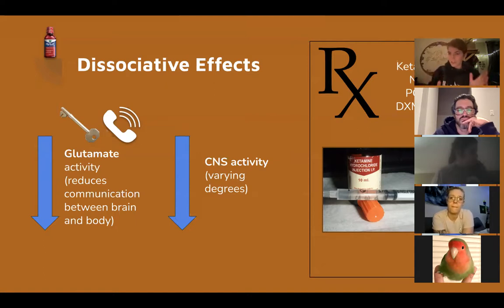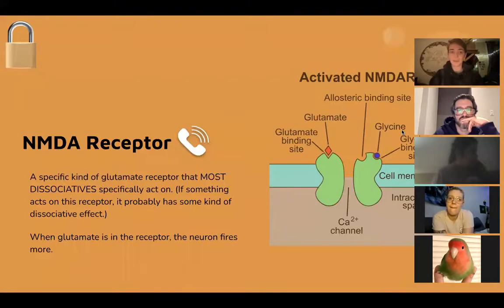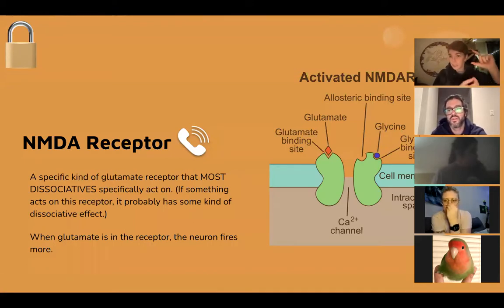I know this gets a little bit hairy and complicated for those of you that are new to this game. We'll come back to all of this. This is just a crash course on getting the basics out of the way. Now, let's look at a scary science diagram. There's a specific kind of glutamate receptor. Remember, the receptors are the locks that are opened by the keys.